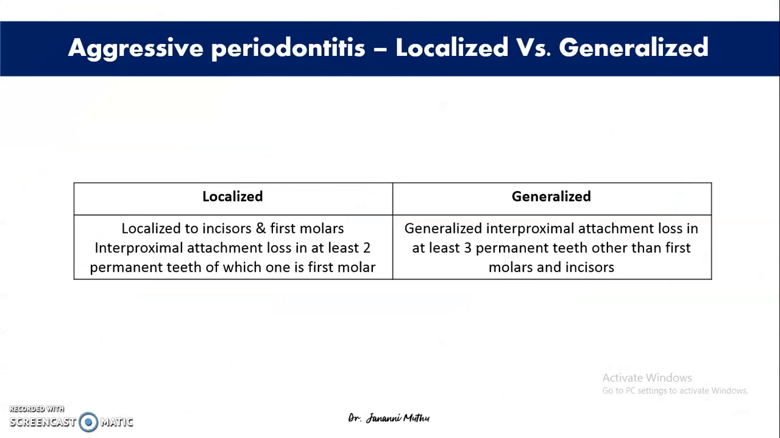The criteria for differentiating extent of involvement in aggressive periodontitis is different. When the disease is localized to first molars and incisors with interproximal attachment loss and at least 2 permanent teeth, out of which one should be a first molar, then it is localized. In case of generalized interproximal attachment loss and at least 3 permanent teeth other than the first molars and incisors, then it is generalized. To keep it simple, if only incisors and molars are involved, it is localized. In addition to incisors and molars, if involvement of premolars and canines are evident, then it is generalized.